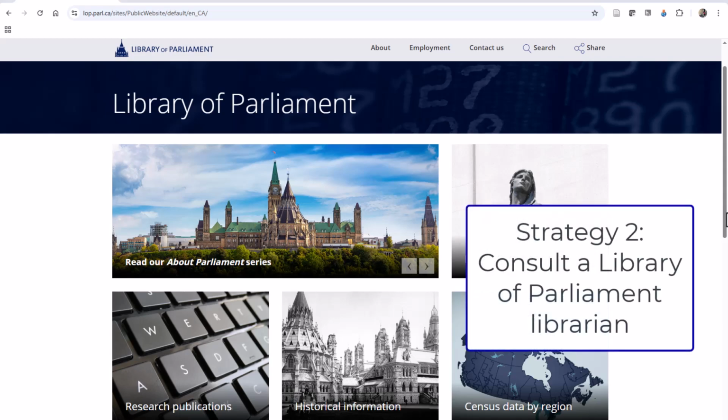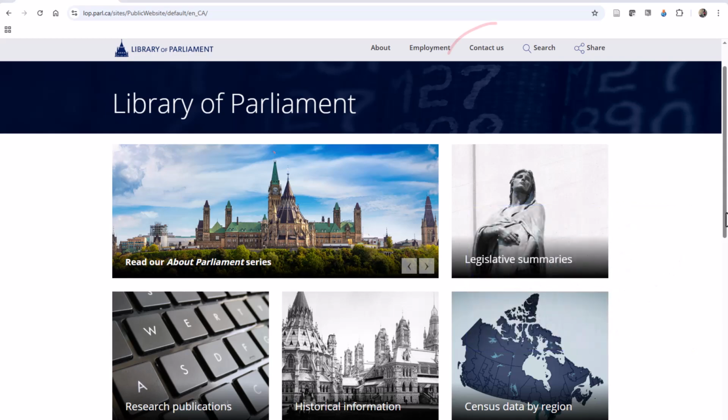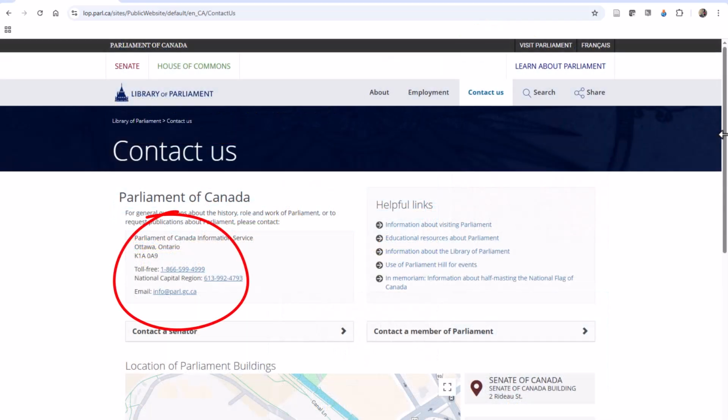Strategy 2 is to consult a librarian at the Library of Parliament. To contact a librarian, click on Contact Us in the top navigation of the Library of Parliament website at lop.parl.ca. The library email is listed, and you can email library staff directly.